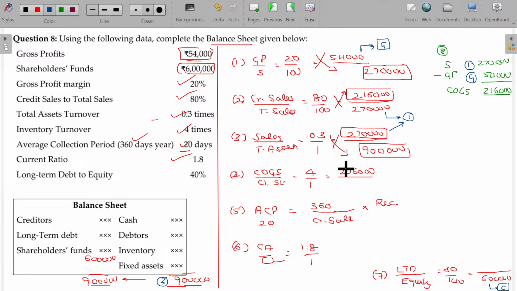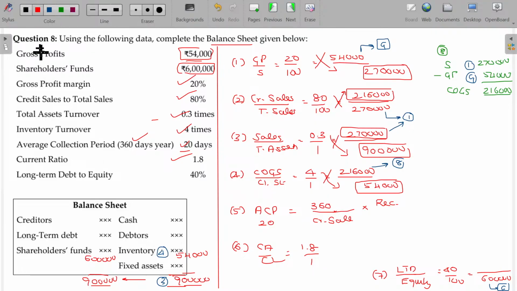How do I get the 2,16,000? From the working note number 8, we got it. Do the cross multiplication to get the closing stock. 54,000 is the closing stock. So inventory details we now knew, so I am going to post here 54,000 from working note number 4.